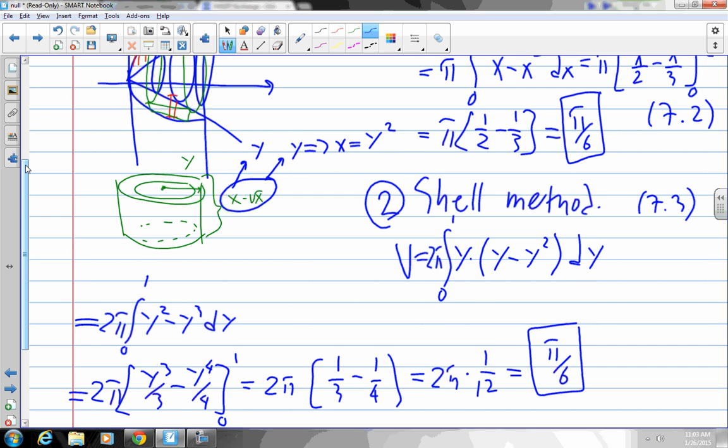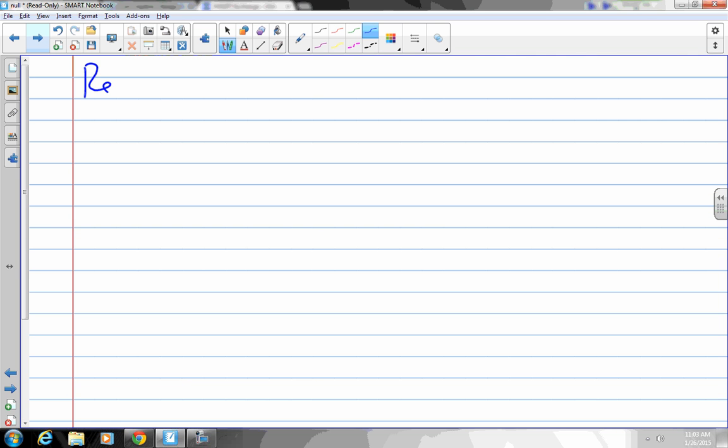All right, let's do this example. I want us to take a very friendly shape. So region bounded by y equals 1 over x, x equals 1, x equals 3, y equals 0.